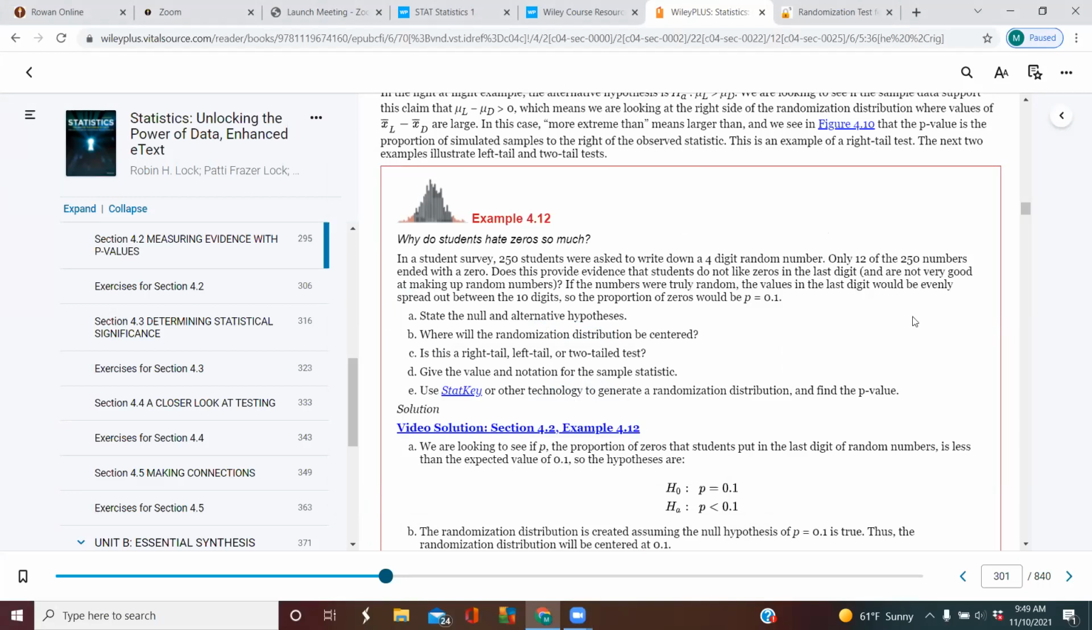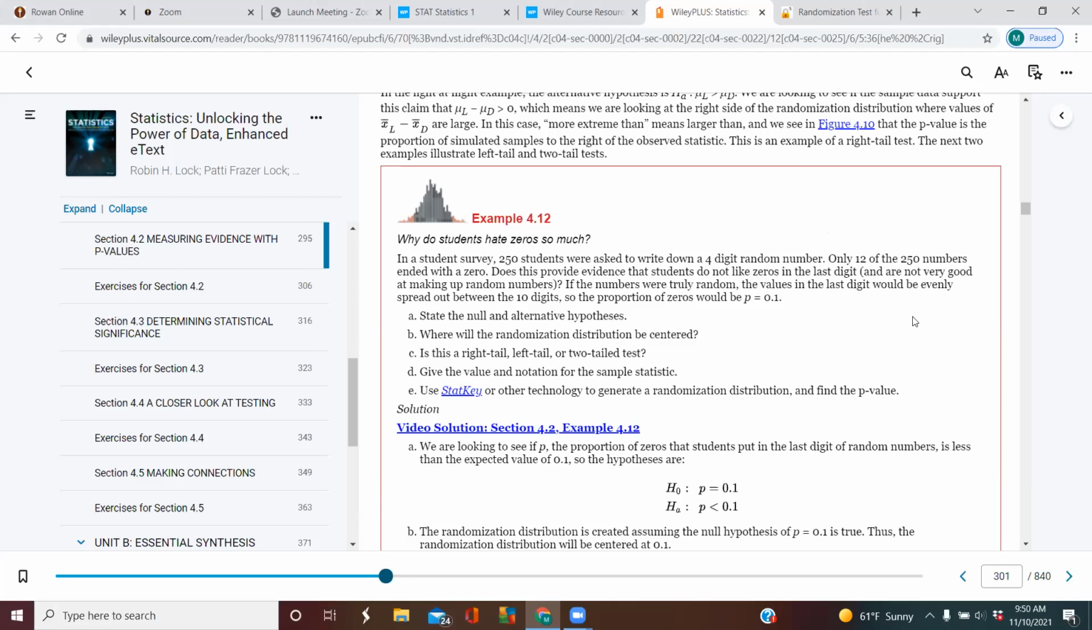Okay. So this is the problem that I was just referring to. It's in your textbook on page 301. And again, I'll just repeat briefly what I've said. This was a student survey. 250 students, I guess randomly selected, were asked to write down a 4-digit random number. It says here only 12 of the 250 numbers ended with a 0.